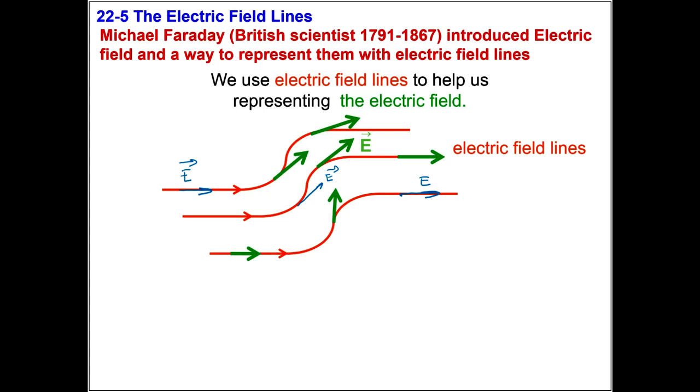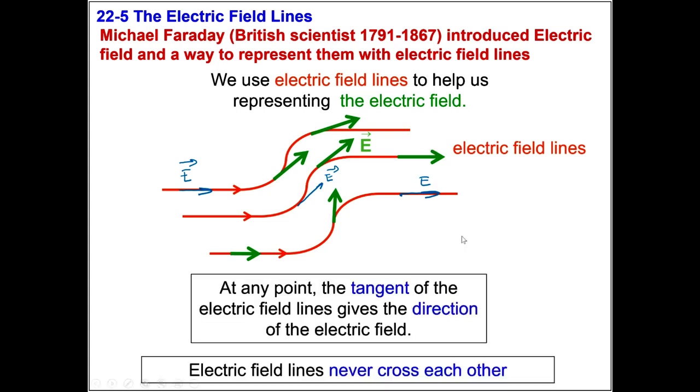So first of all, they indicate to us the direction, but we can also use them to indicate the intensity. And the way we do that is, first of all, electric field lines never cross. They will never cross, because if two lines crossed each other, you would be saying that at this point we have the electric field like this and the electric field like this, and that cannot be. There is only one electric field vector, and so this is how we represent it.